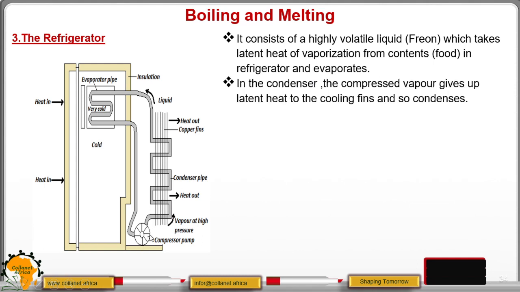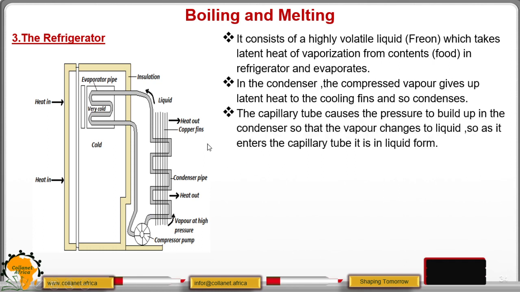We have here, as you can see, the compressor and the condenser pipe. So the compressed vapor, we are compressing the vapor here. The compressed vapor that is passing through the condenser pipe gives up latent heat to the cooling fins, and so it condenses. Remember, as it gives out heat, these cooling fins will take the heat and the heat will be lost to the surrounding. As you can see, this part is outside the fridge.